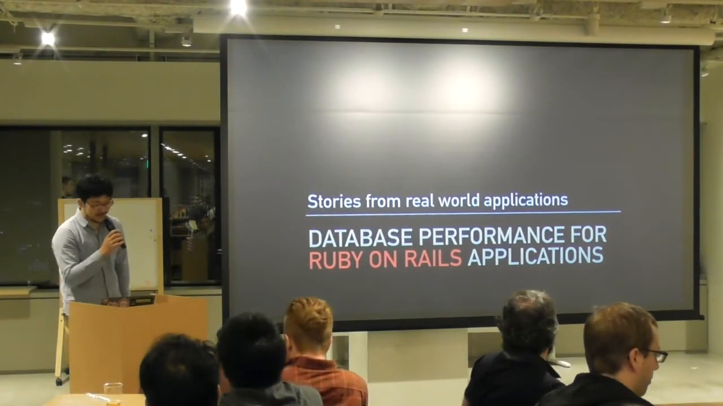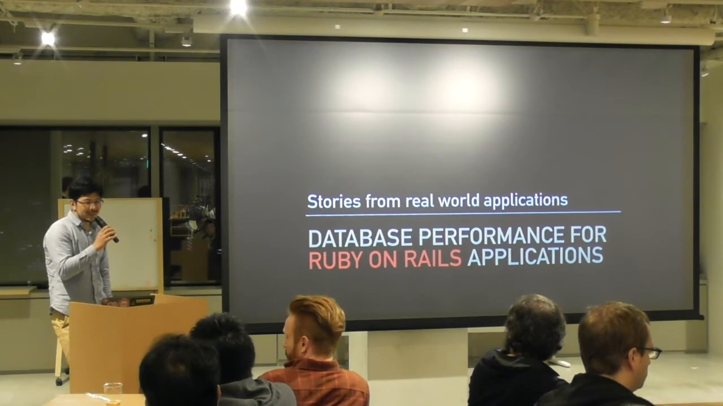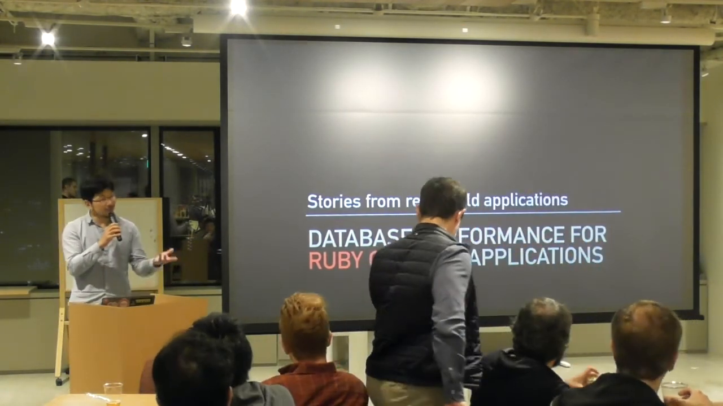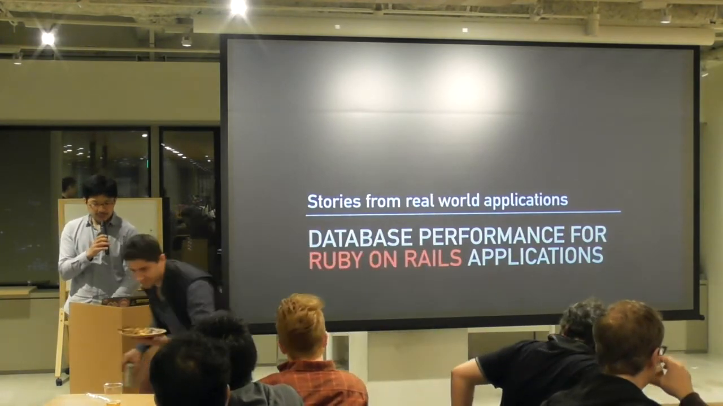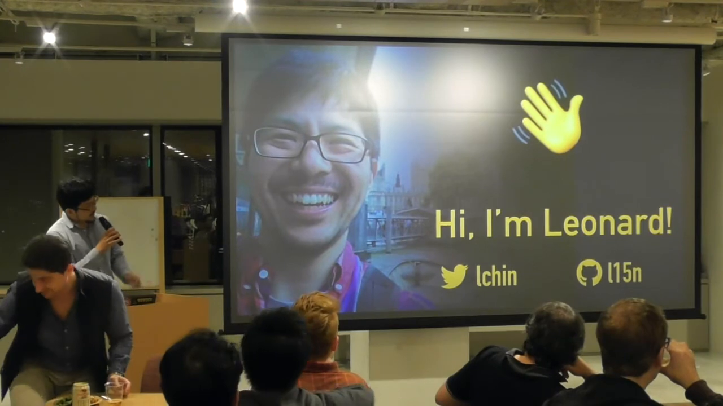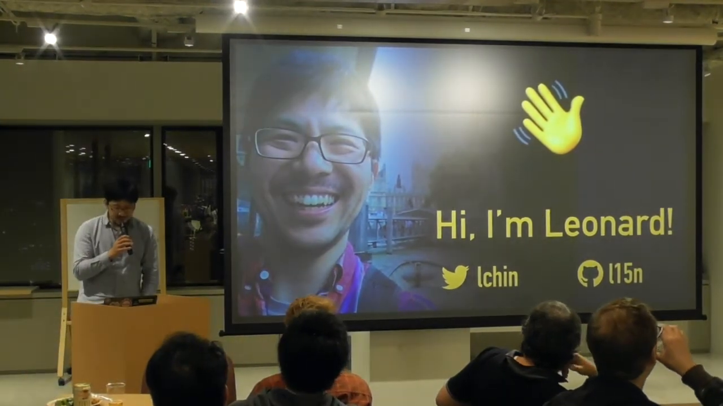Good evening. So my talk is about database performance in Ruby on Rails applications. It's just a bunch of stories that I like to tell. So I'm Leonard. I'm on Twitter as Elchin and on GitHub as L15N.